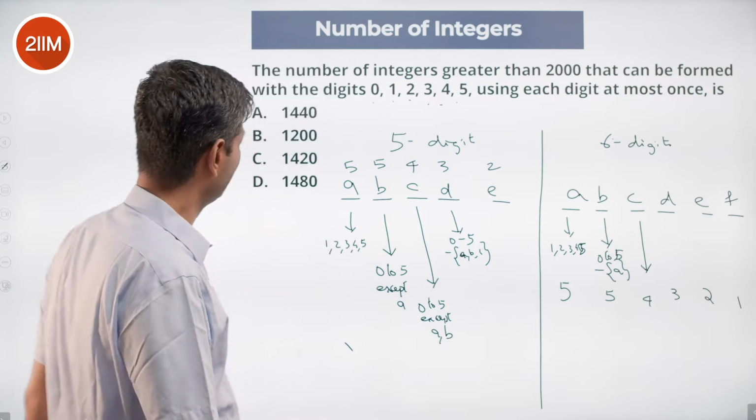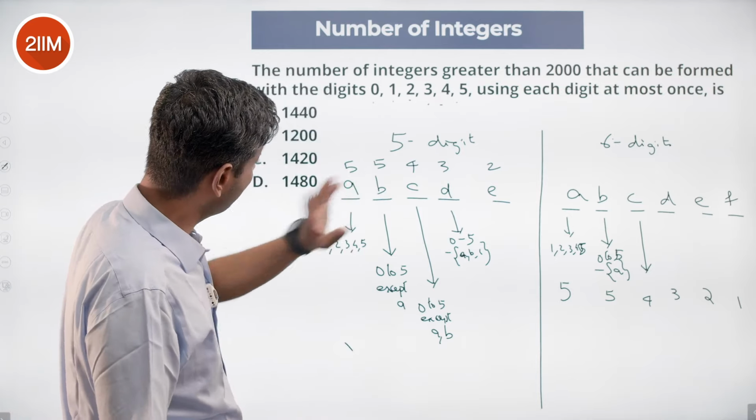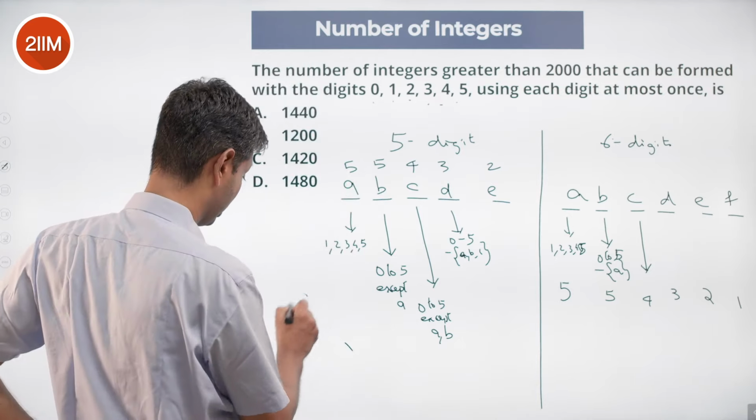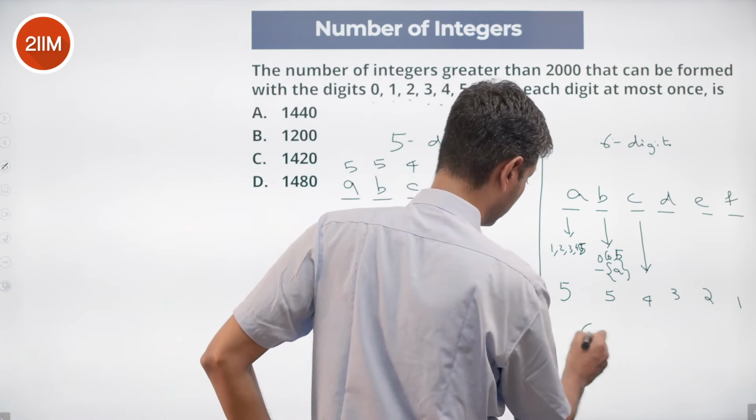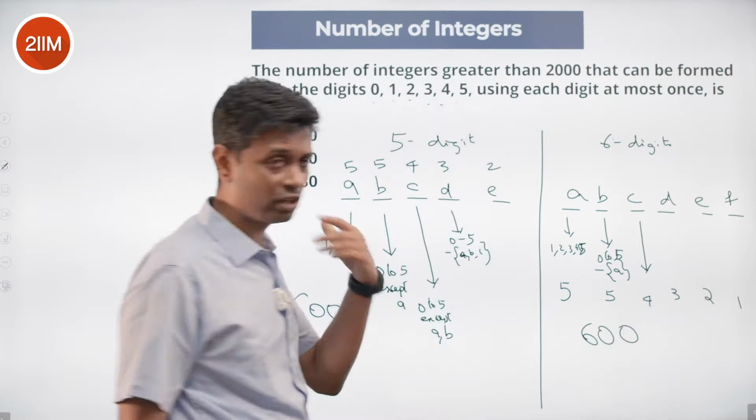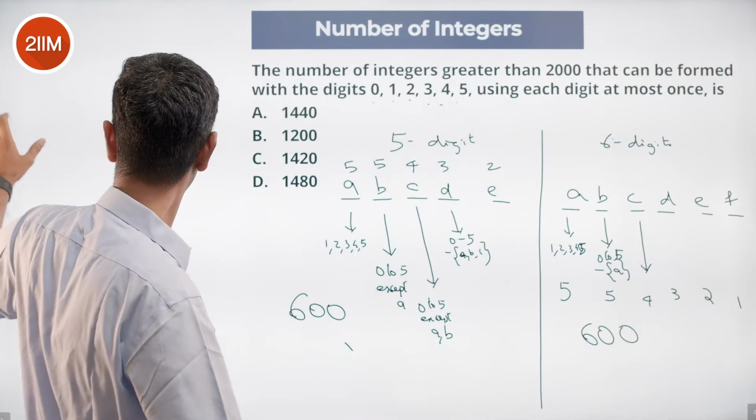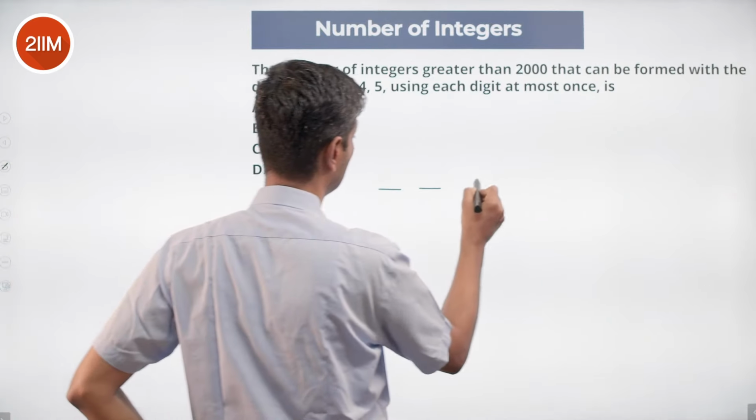That's it. 5 into 5, 25. 25 into 4, 100. 100 into 6, 600. So 600 5 digit numbers, 600 6 digit numbers. Now let's move to 4 digit numbers.